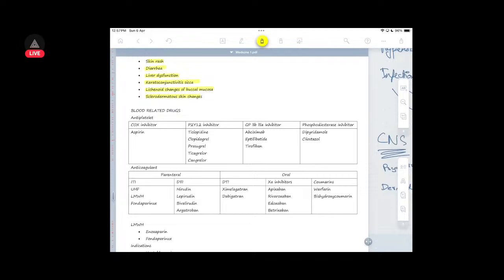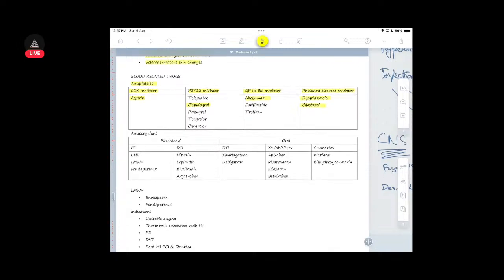Okay, then you have blood related drugs. You have antiplatelet drugs: COX inhibitor, which is aspirin; P2Y12 inhibitors, which are clopidogrel and ticlopidine; GP IIb/IIIa inhibitor, which is abciximab; and phosphodiesterase inhibitors, which are dipyridamole and cilostazol.